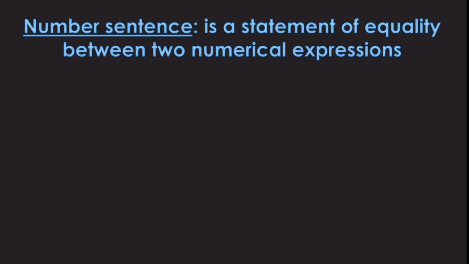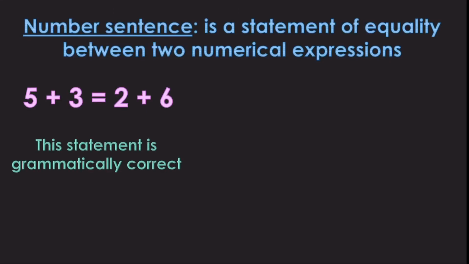Now, let's get more specific with our sentences. A number sentence is a statement of equality between two numerical expressions. So if you take a look, I took two expressions here. 5 plus 3, that's an expression. It's a numerical expression. And 2 plus 6. And I said they're equal to each other. So let's look for a second. That statement is grammatically correct, the way I wrote it, the way I read it. But is it true or false? You've got to prove it.